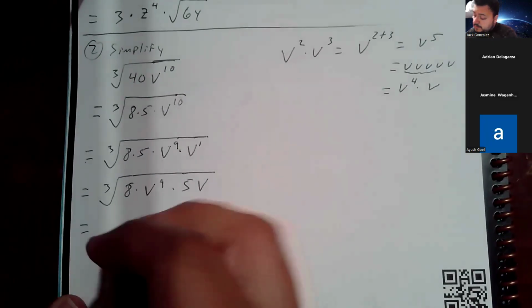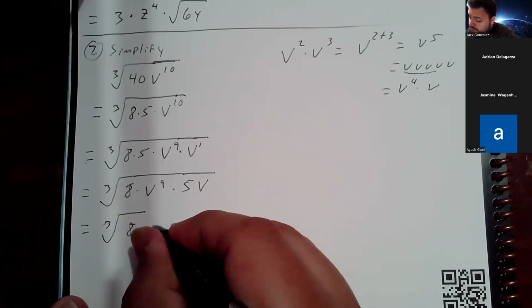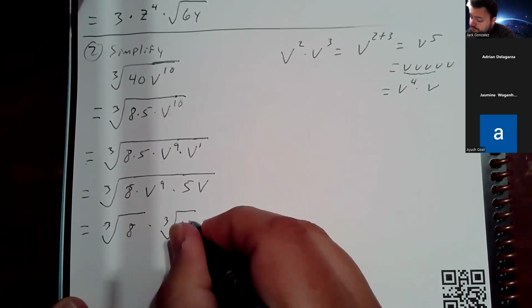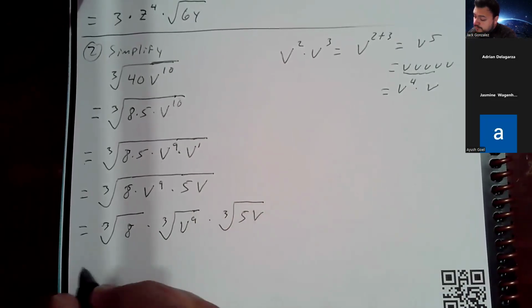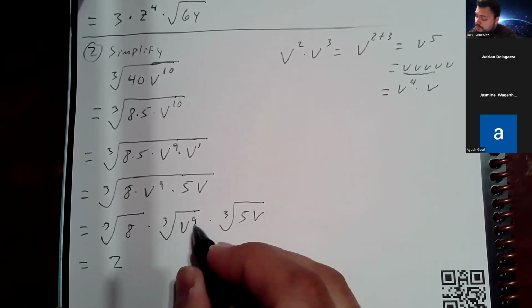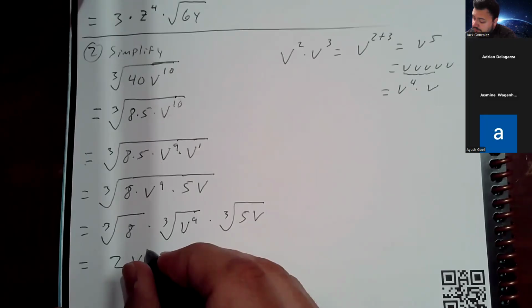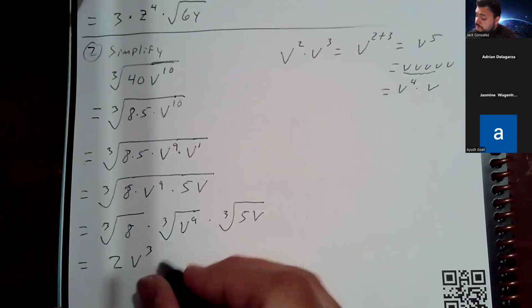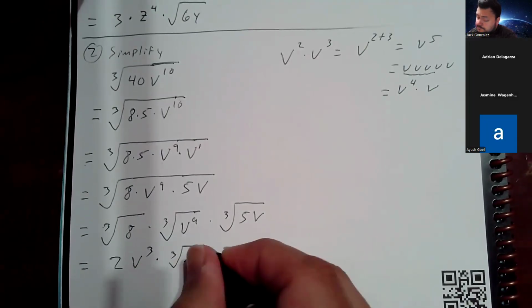Okay. So cube root of 8, cube root of the V, and then the rest just going to stay in there. So cube root of 8 is a 2. V to the 9 cube rooted is going to be 9 divided by 3. So what you get is V cubed. And that's it.